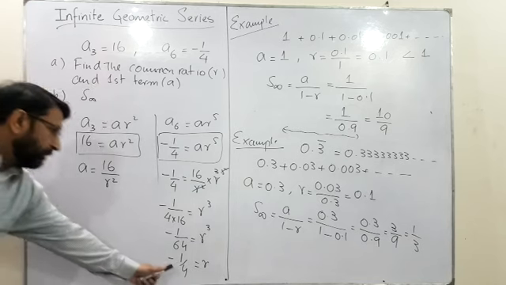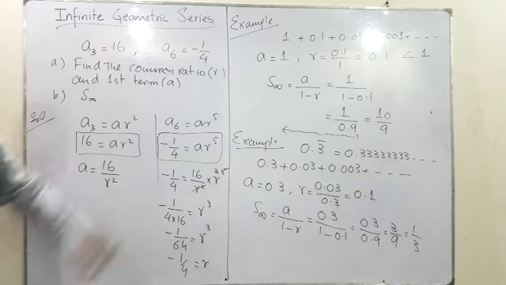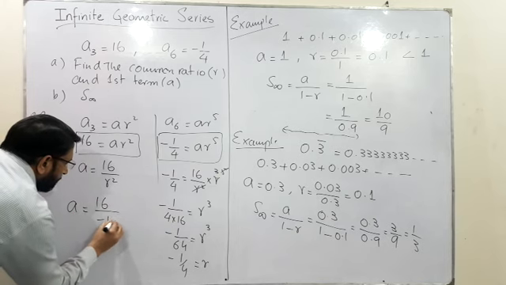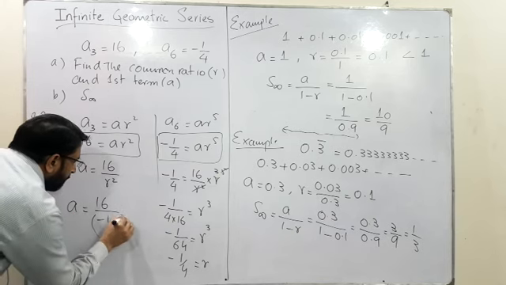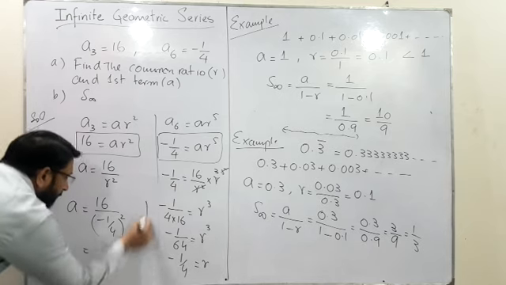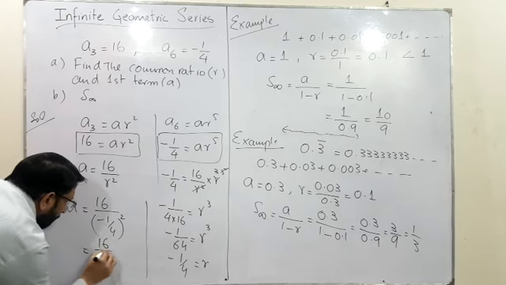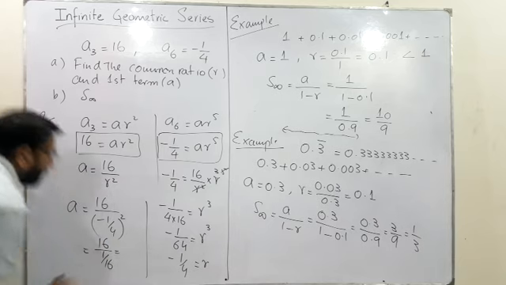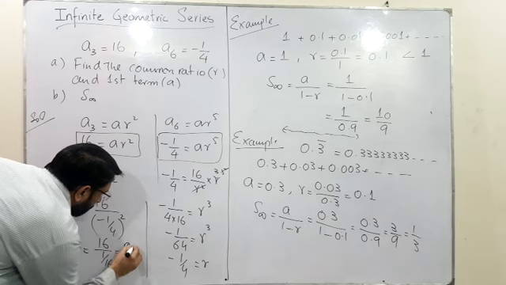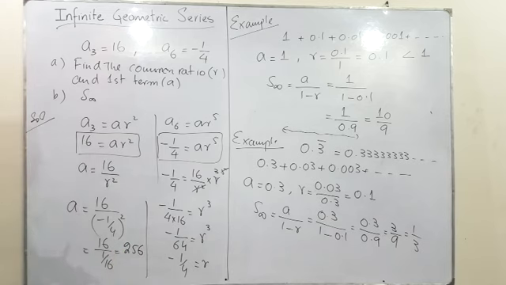So once we have found the value of r, which is the common ratio here, we can find the value of a as well by placing over here 16 over minus 1 over 4 power 2. So this is 16 over 1 over 16. And this 16 goes up there, 16 into 16, it's going to be 256. So we have found the first term, we have found the common ratio.